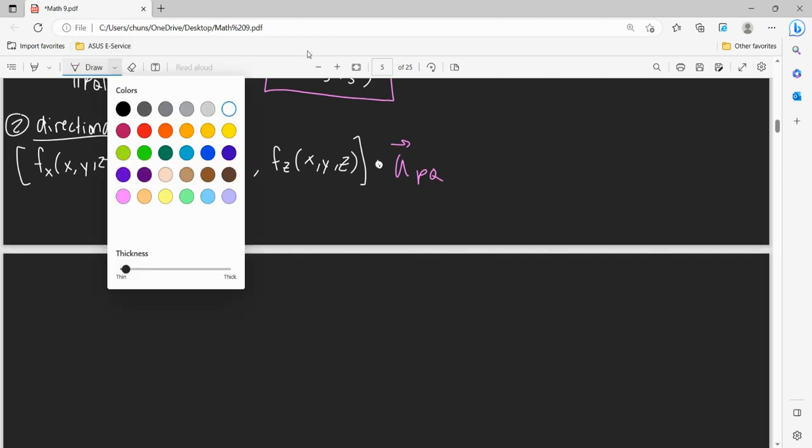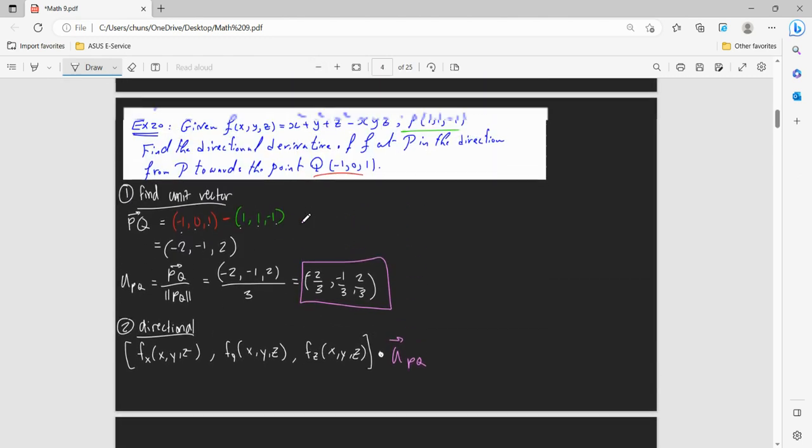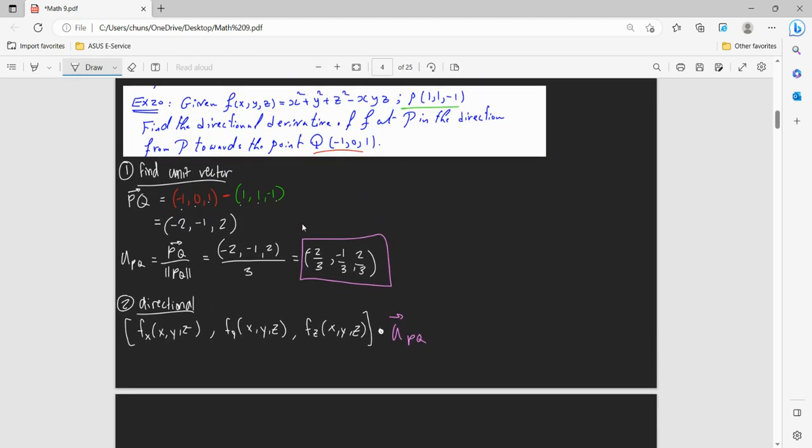Okay, so when we do that, I'm just going to need to rewrite the equation in our lower half so I can work on this part. So this is our function, f equals x squared plus y squared plus z squared minus xyz. And the values that we're going to plug in are going to be from our starting point, which is P. So x equals 1, y equals 1, z equals -1.